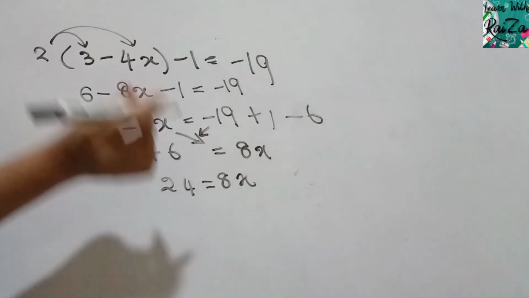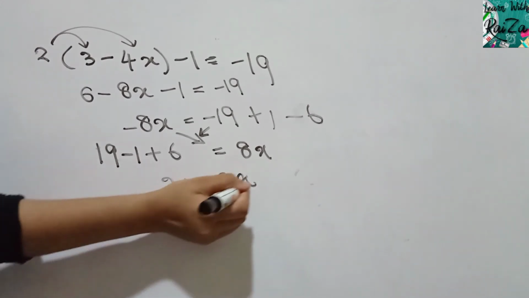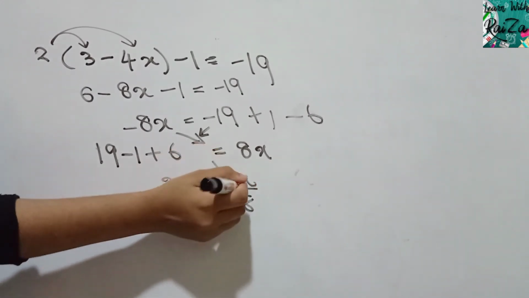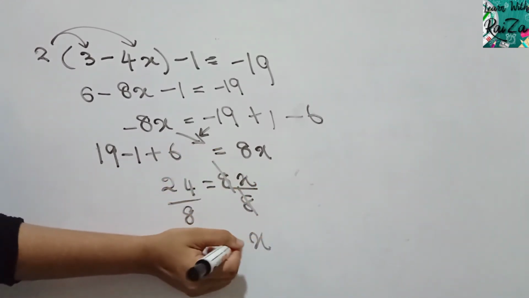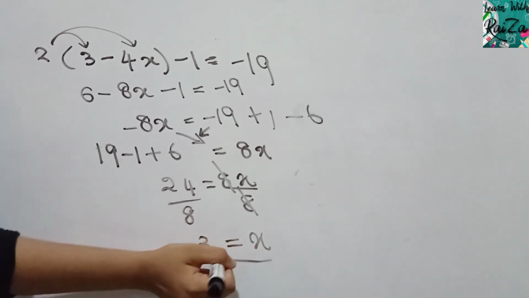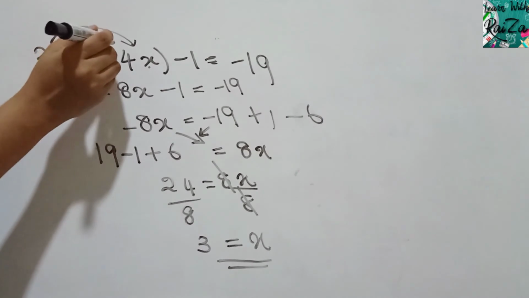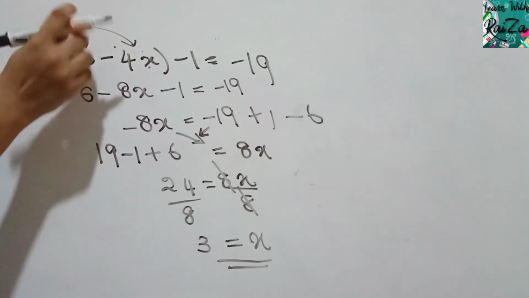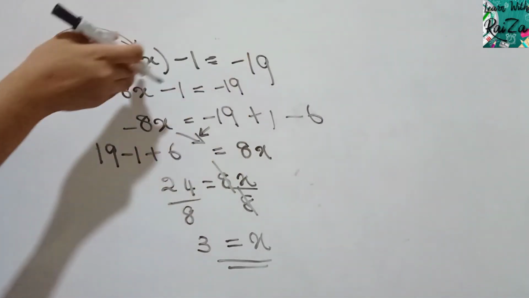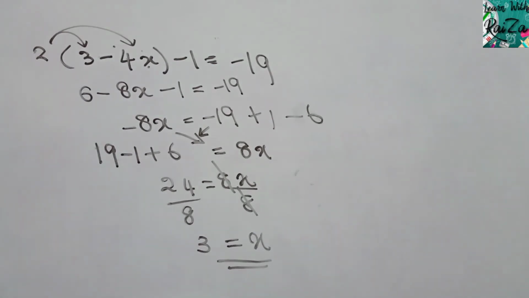Make your thoughts positive. Divide both sides by 8. Then what happens? 8 and 8 cancel. x is equal to 3. So the value of the unknown term is 3. You can substitute your answer and see 4 times 3, 12. And you can solve it and see whether you are getting both sides, the left hand side and the right hand side of the equation, negative 19.